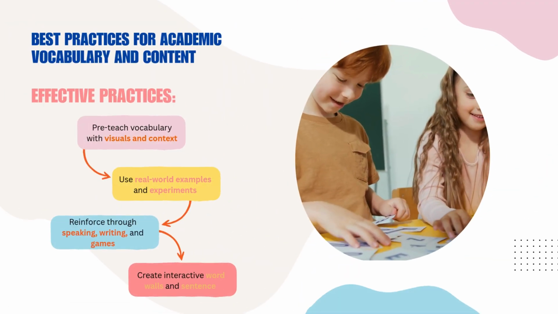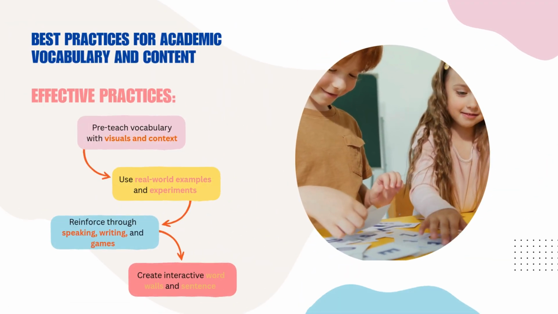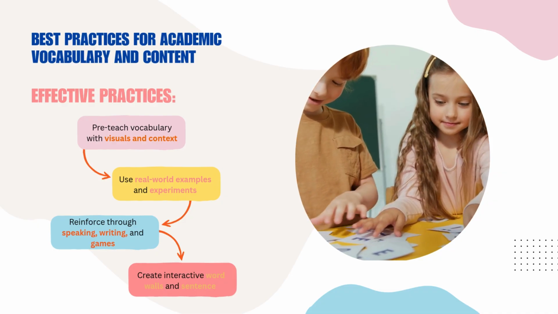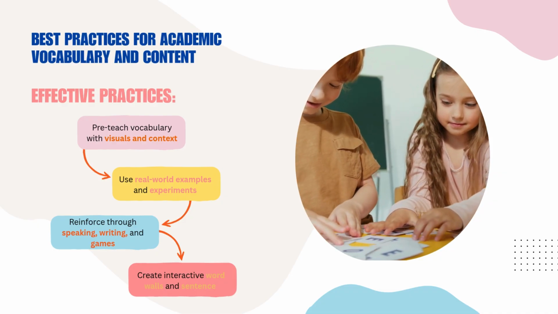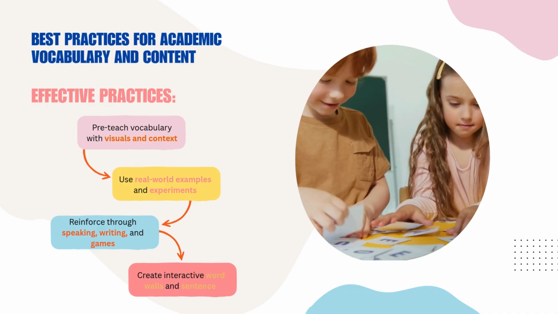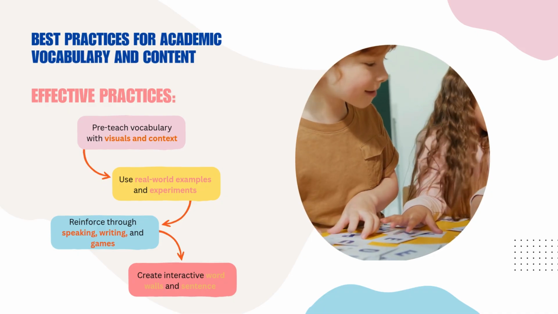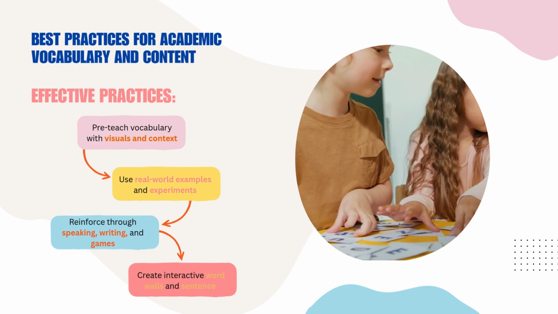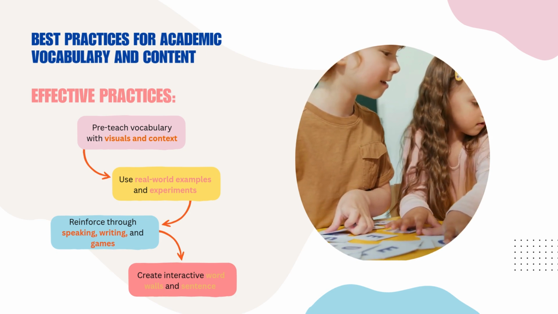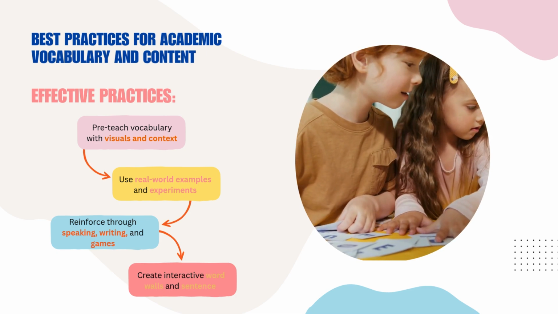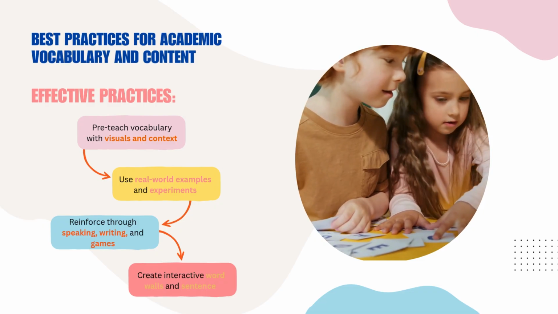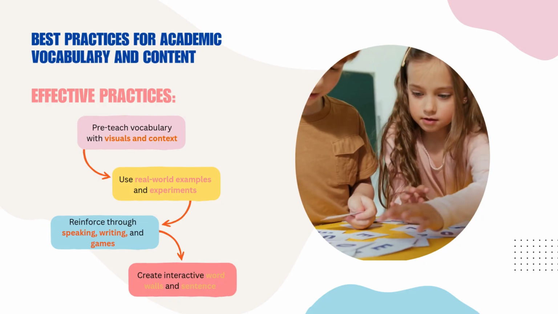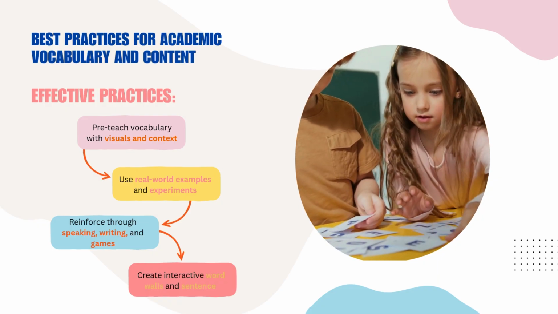Now let's move to the last part, best practices for academic vocabulary and content. Academic vocabulary, especially in subjects like math and science, can be challenging for English language learners. But with the right strategies, we can make it meaningful. Effective practices: pre-teach vocabulary with visuals and context. Use real-world examples and experiments. Reinforce through speaking, writing, and games. And even create interactive word walls and sentence frames.